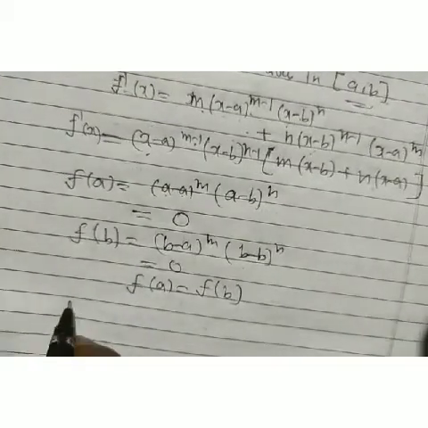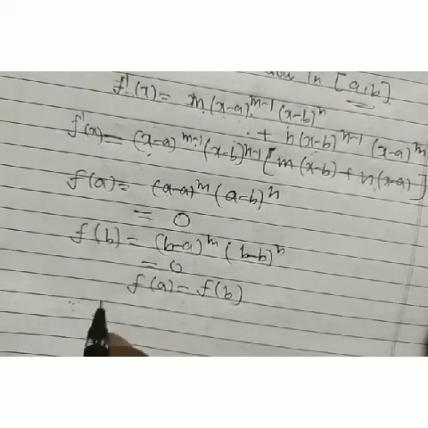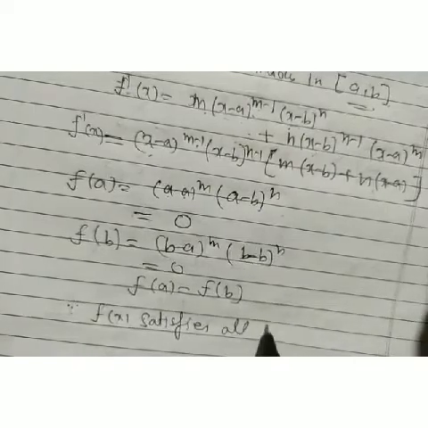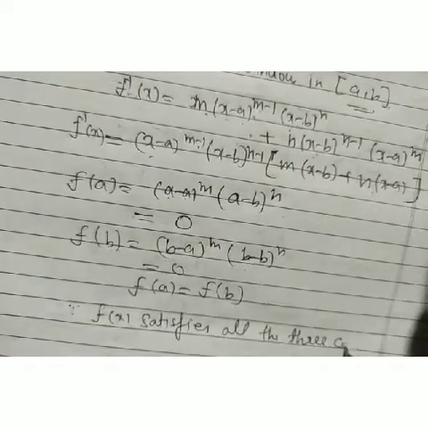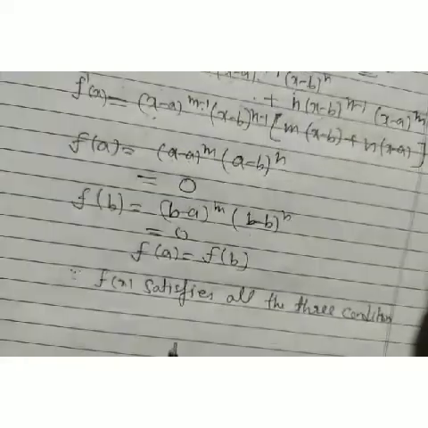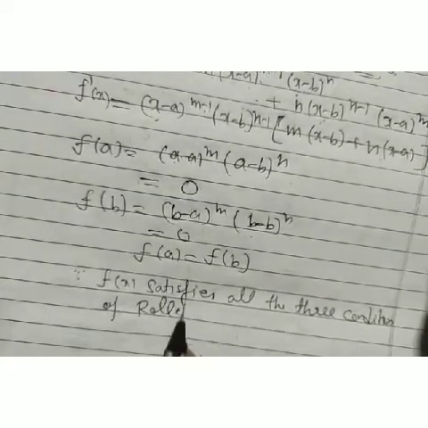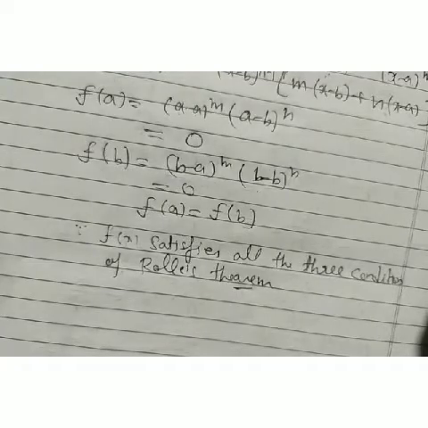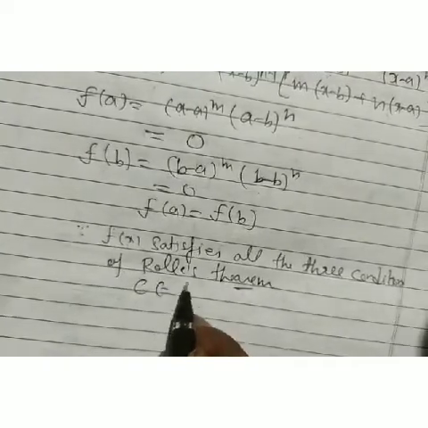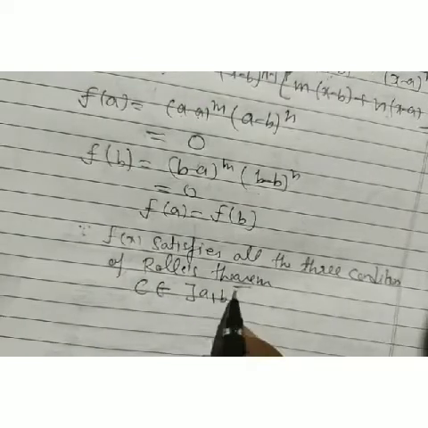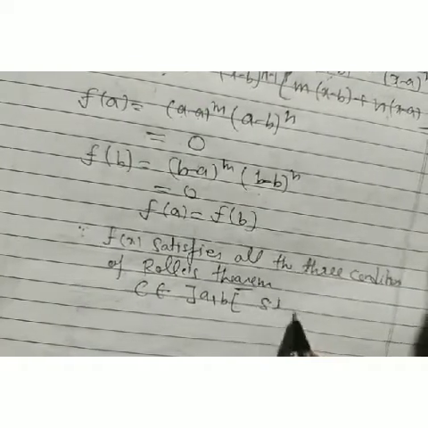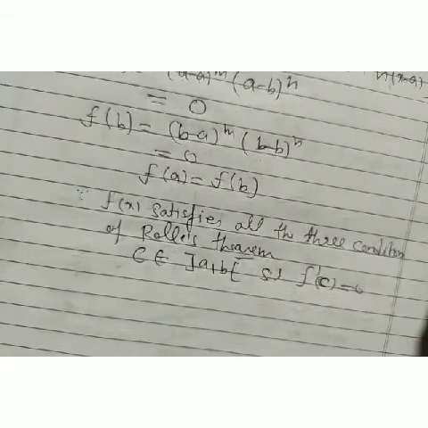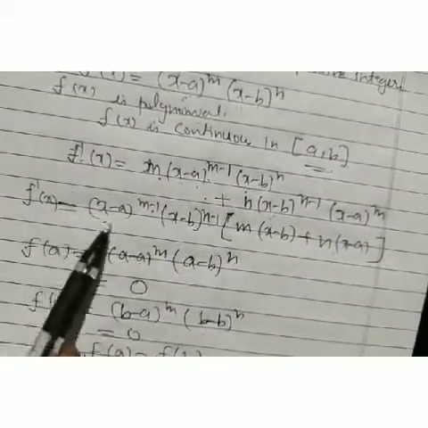Then since our f of x satisfied all the three conditions of Rolle's theorem, there must exist at least one point c belonging to the open interval AB such that f dash c is equal to 0. What is our f dash c? We can find it from here.